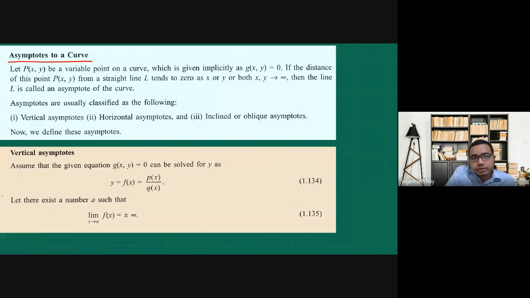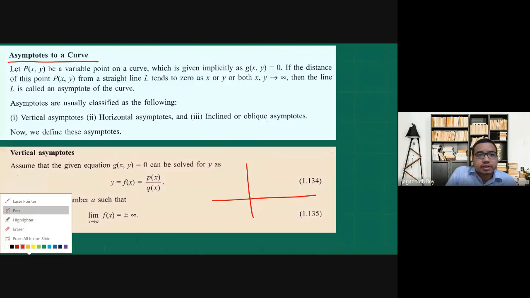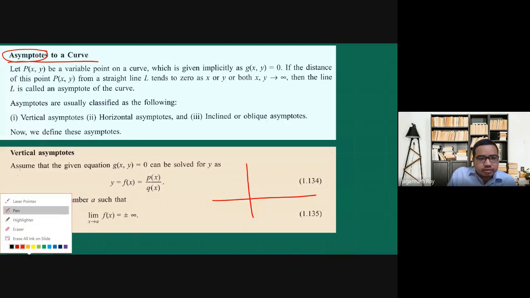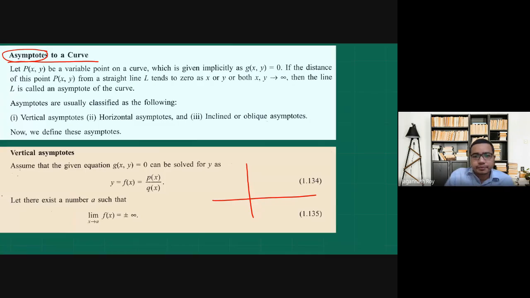asymptotes. So asymptote is basically a line which is asymptote to a curve. Asymptote is not a separate thing. It must be to some curve. Without it, it is not an explicit thing.